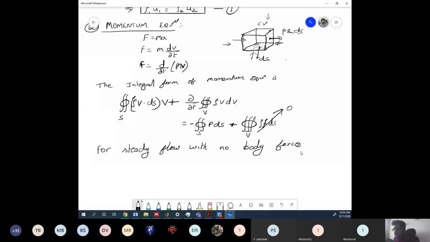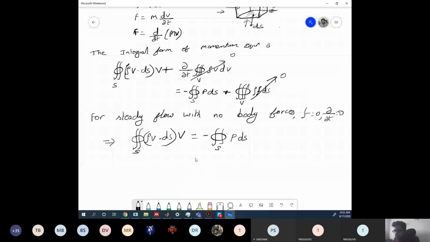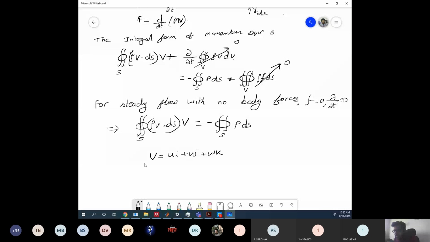So that means this term will go away, right? Now you will be ending up with only two terms. That implies the surface integral of rho v dot dS. This is the mass term, and then velocity, so this product is mv, right? It is equal to the surface integral of P dS. Now here this vector, as I said earlier, v is ui plus vj plus wk. Since the flow is one-dimensional, for 1D you will have v equal to u only, right?